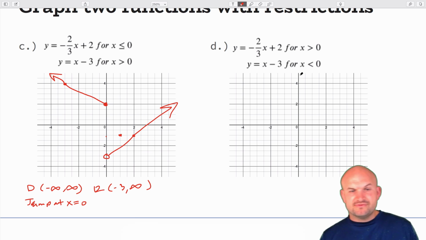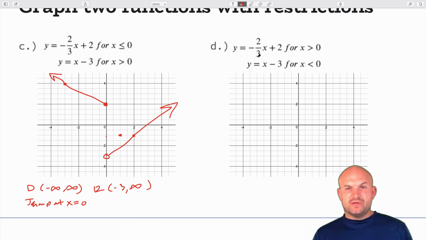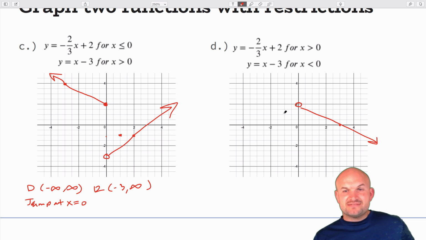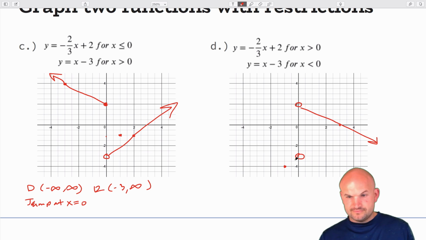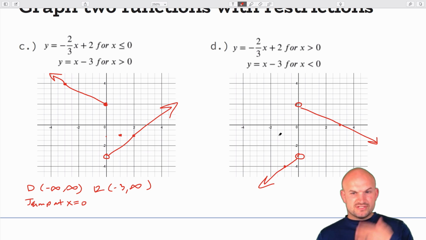Last one here, at least for this group. So we have negative 2/3 x plus 2 for x is greater than 0. So now we're going to do an open circle at 2, down 2, over 3. There's my graph. All right. And then we have x minus 3 for x is less than 0. So minus 3. And then let's see, let's just go down 1, over 1. Okay. So this one looks very similar.